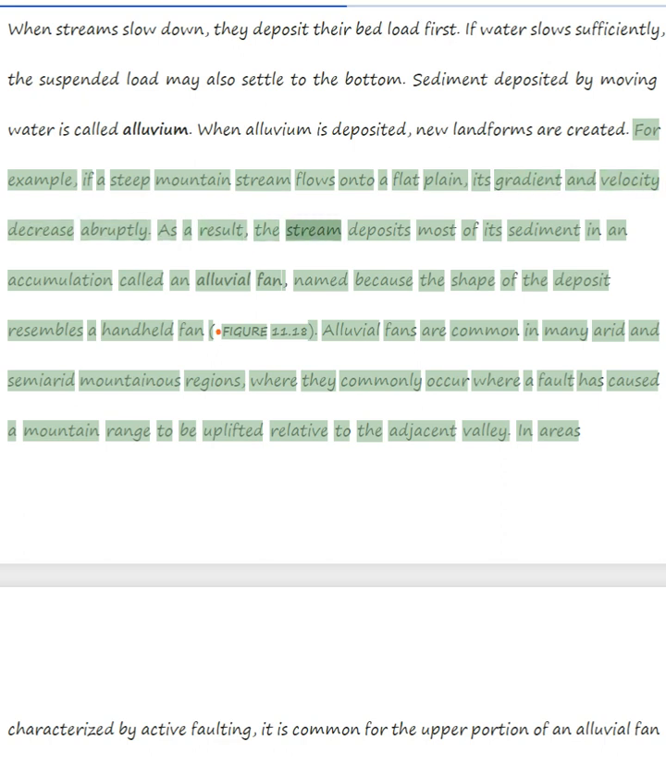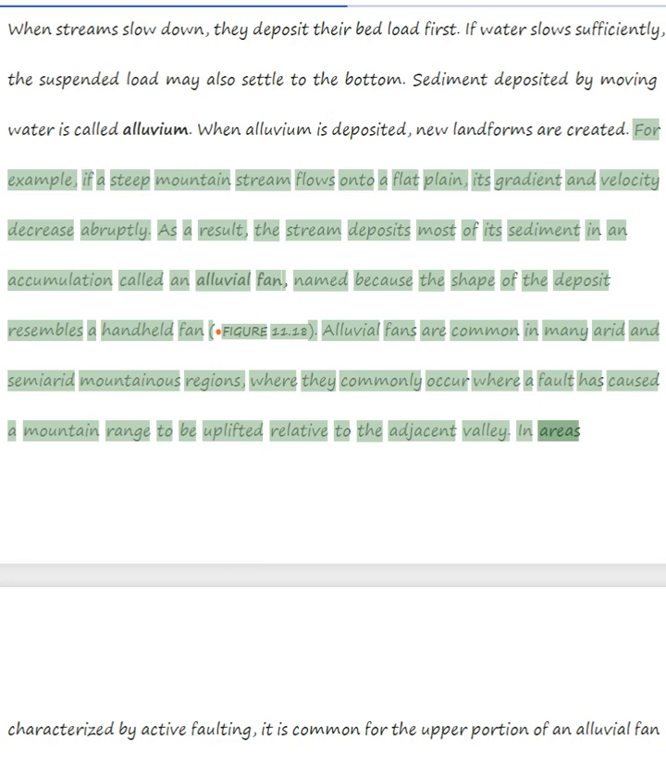As a result, the stream deposits most of its sediment in an accumulation called an alluvial fan, named because the shape of the deposit resembles a handheld fan. Alluvial fans are common in many arid and semi-arid mountainous regions, where they commonly occur where a fault has caused a mountain range to be uplifted relative to the adjacent valley.